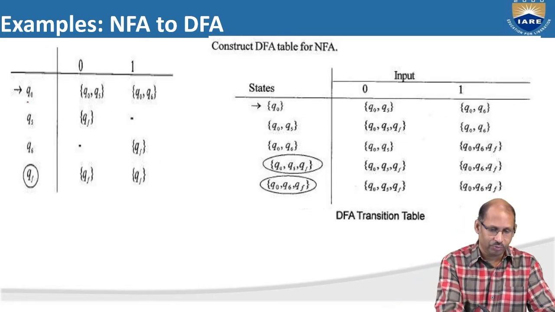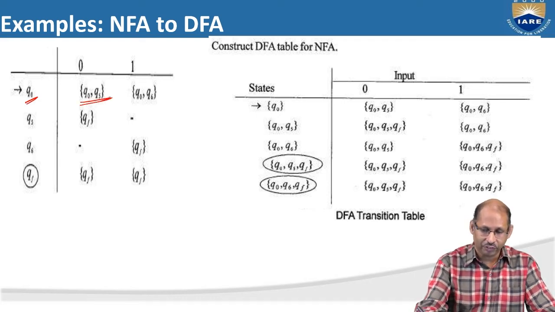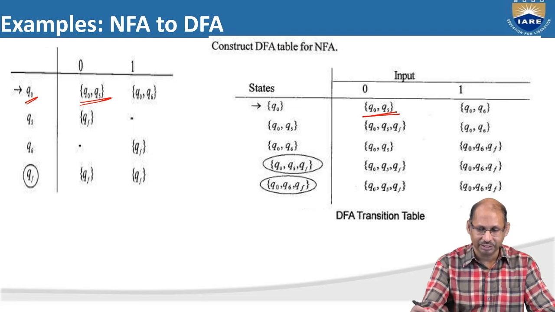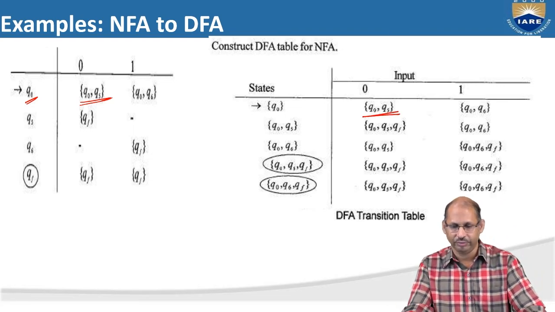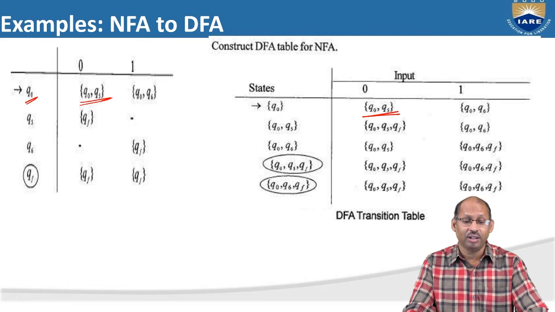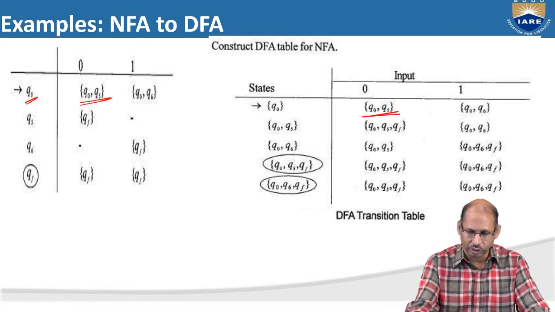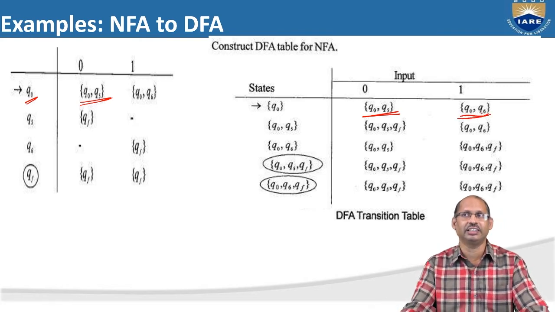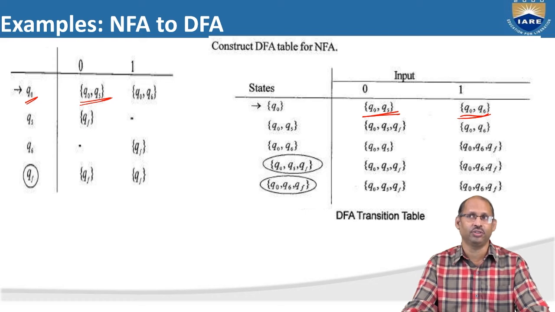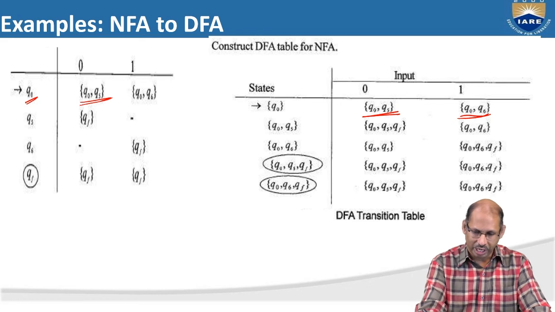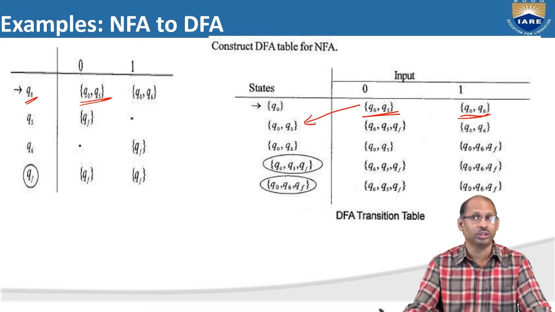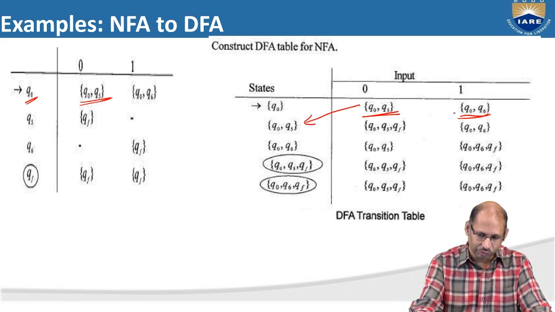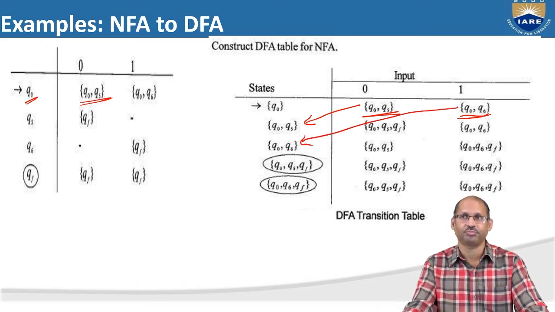So here, this Q naught on 0 going to Q naught Q5. So we are considering this transition in DFA, right? Now this Q naught on 1 going to Q naught Q6. So we are considering the state Q naught Q6. What are the 2 new states we are considering here? Q naught Q5, and this new state Q naught Q6.